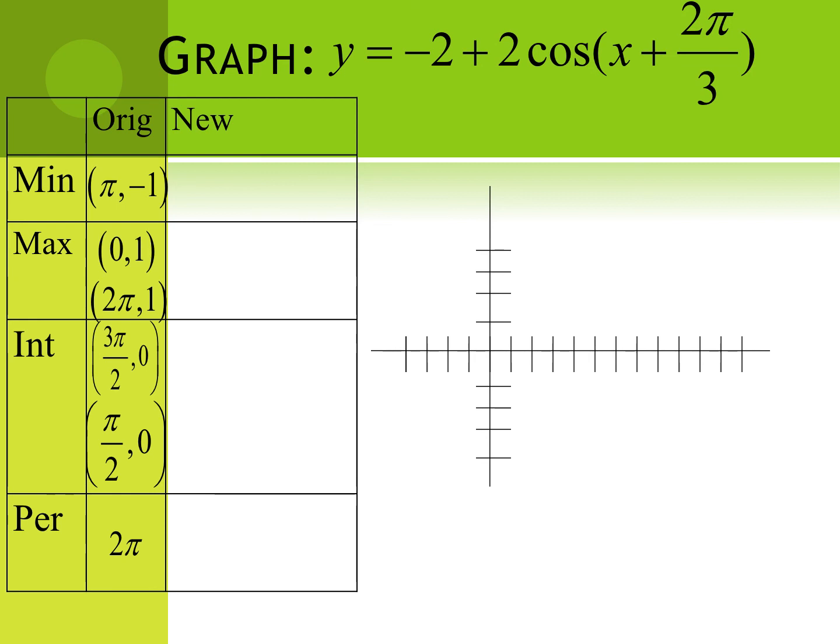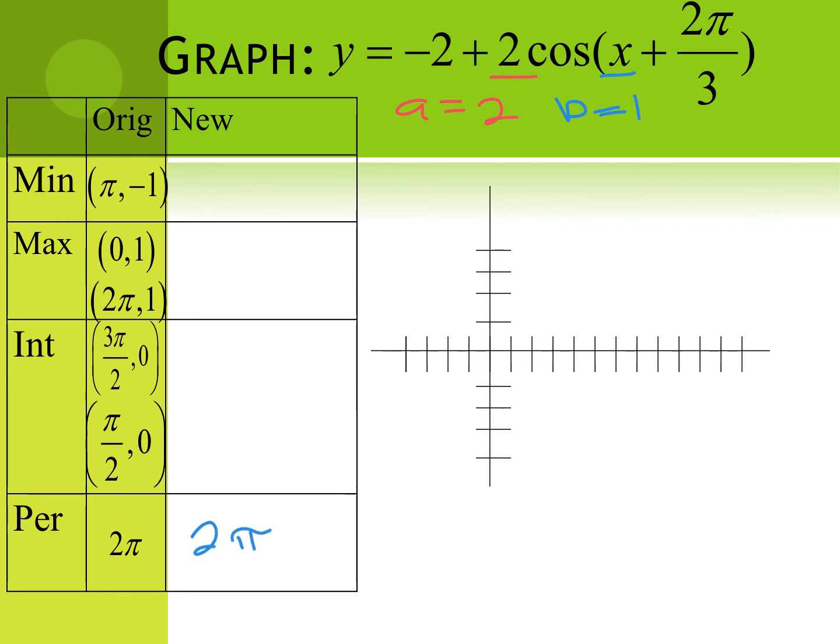For our next function, we're going to do the same thing. We're going to start off by identifying our a, b, c, and d values, and then use them to help us sketch our graph. So for my a value, it's going to again be the one multiplied by our function. So I have a is equal to 2. For my b value, it is the one that we're multiplying our x value by. So in this case, b is equal to 1. Again, that means we're not going to have a period change, so I'm going to go ahead and say that my cycle is going to be 2 pi.